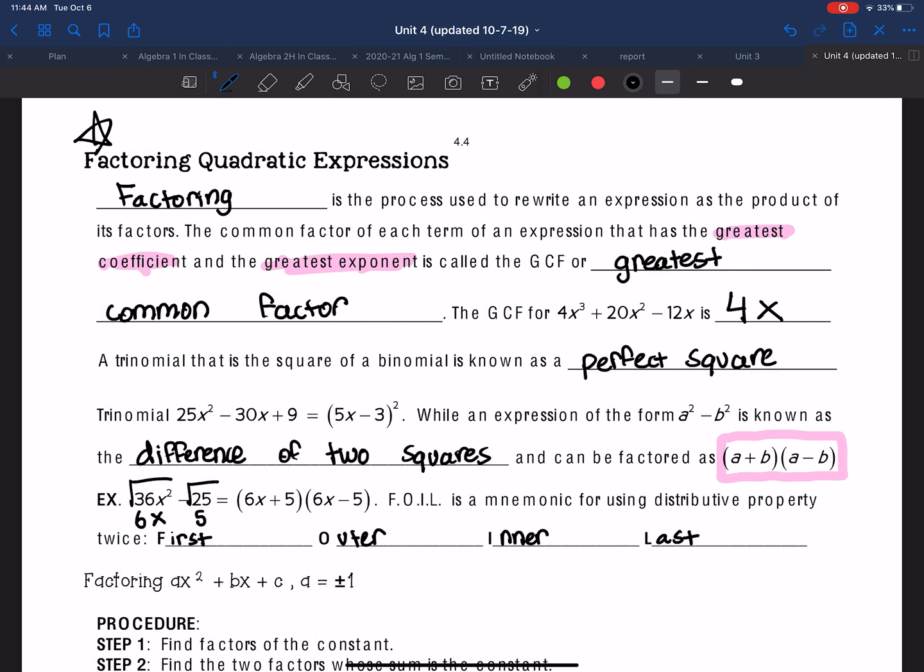So just a quick review of Algebra 1. That is how we use foiling. If we're multiplying two binomials together, you can use first, outer, inner, last to multiply the terms together and then get something that's a little bit less condensed.